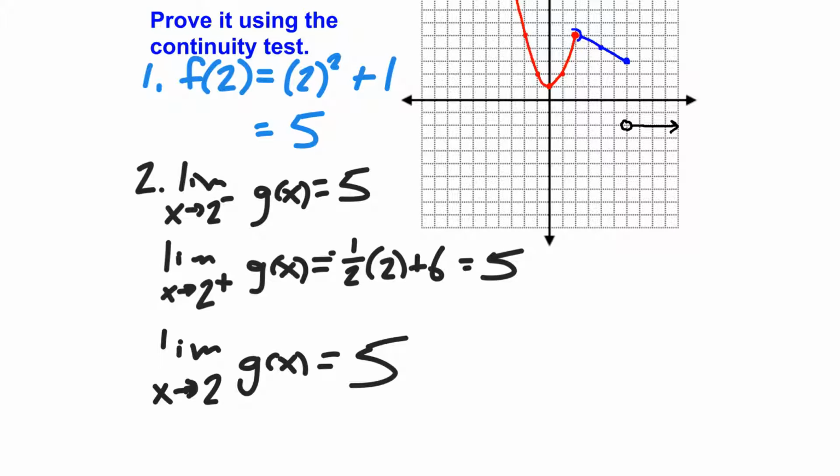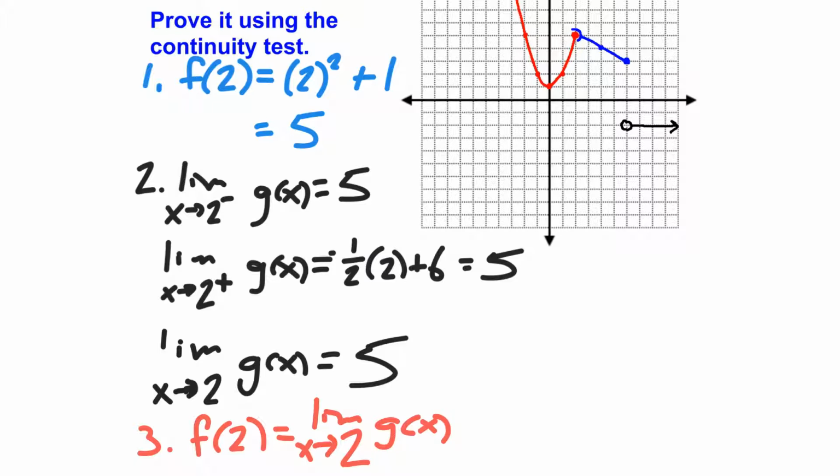All right, so having done that, then we just have one last step. The last step now is to decide, does f of 2 equal that limit, the limit as x approaches 2 of g of x? Does f of 2 equal the limit as x approaches 2 of g of x? Well, that gave us 5 equals 5, so yes, it did. So then you would conclude as a final answer, it is continuous. And so that would be your final answer. This is all just work. Your final answer is, yes, they are continuous.